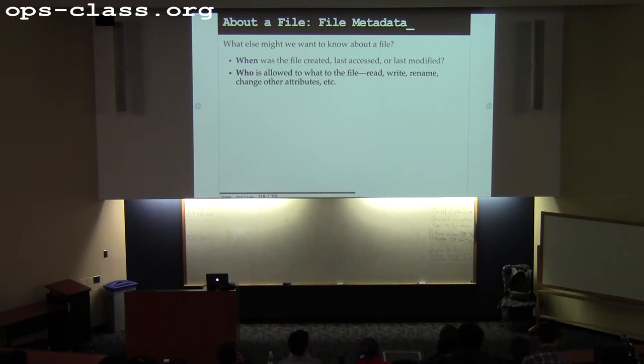Permissions, this is a good one, right? Who owns a file? Who should be allowed to read or write, or in certain cases, execute the file? What would happen if I didn't have these permissions? Give me an example of a place where I might want to use these. Yeah.